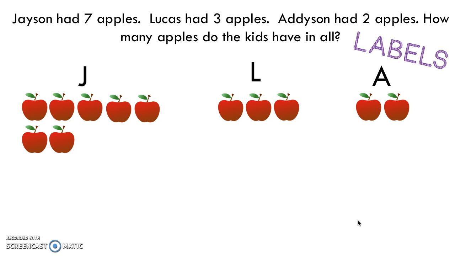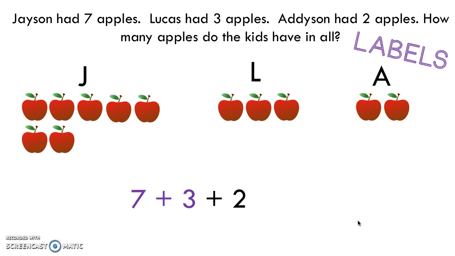All right, now I'm going to write what the number sentence would have been before I found my hidden 10. So Jason had 7, Lucas had 3, and Addison had 2. My number sentence would have been 7 plus 3 plus 2. Ugh, that looks like a gigantic number sentence. If you'll notice right there, I made 7 plus 3 purple because I knew by looking at my picture that I'd be looking for a hidden 10.